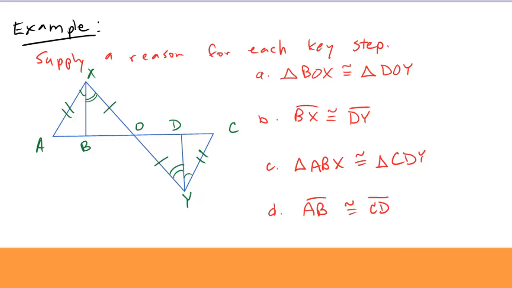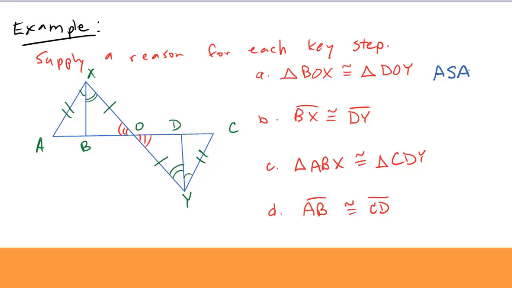The first key step is to show that triangle BOX is congruent to triangle DOY. So we look at the picture and what we have, and we think, what would we need to know in order to show that? We already have one pair of congruent sides. XO is congruent to OY. And we already have one pair of congruent angles for those triangles. Angle BXO is congruent to angle DYO. We would need something else to be able to show that these are true. Well, we know we have vertical angles here. So the reason for this key step would be angle side angle. That's what we would use to show that that was true.